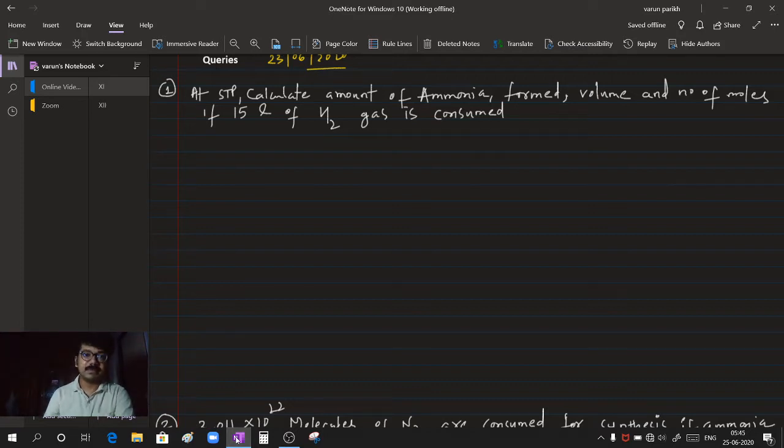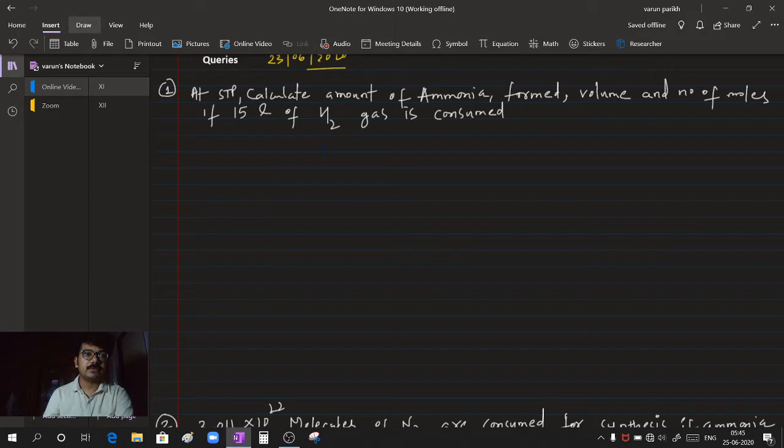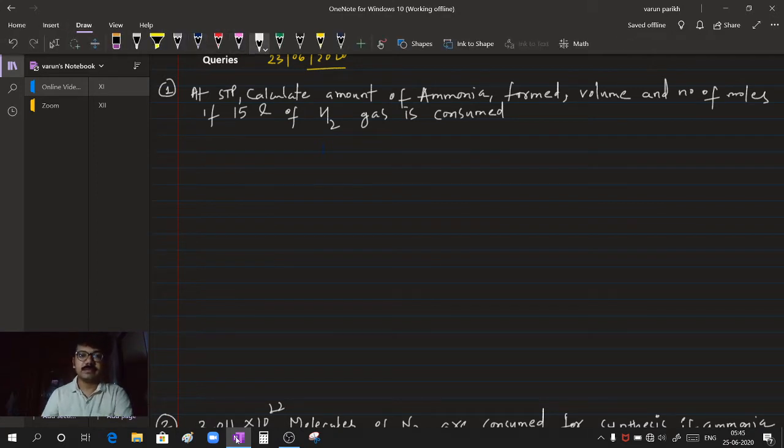So the first question is what? At STP, calculate the volume and moles of ammonia formed if 15 liter of H2 gas is consumed. This just shows that it is nothing but Haber's process, N2 plus 3H2 gives 2NH3. Simple, this is a stoichiometric calculation, might be limiting reagent, but here data of only one reactant is given, so we take it for granted that whatever amount of the other is required, it is there.